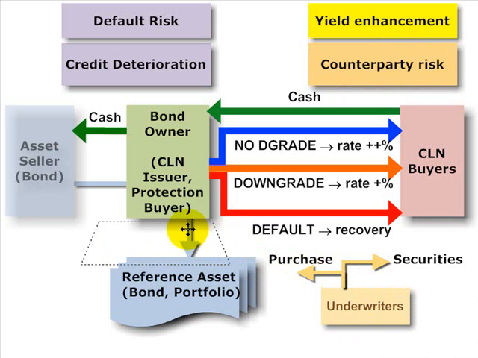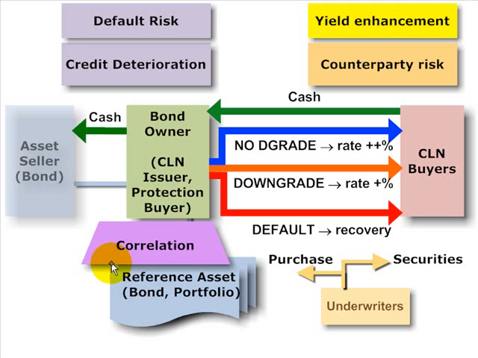And further, another factor for that CLN buyer is specifically the correlation between the default risk or counterparty risk of the bond owner and the reference asset. The greater the correlation between these two, the more risk these investors are taking on. That is to say, that means the more likely a downgrade or default on the underlying reference asset implies a greater likelihood of the more correlated default from the obligation by the bond owner. So correlation between the reference and the bond owner is also a key factor.